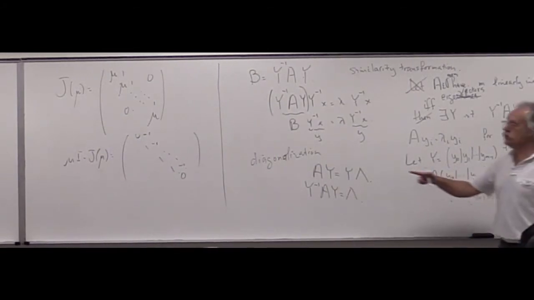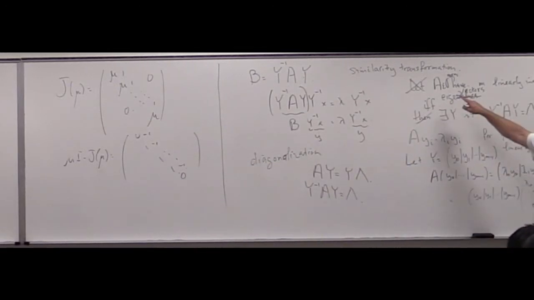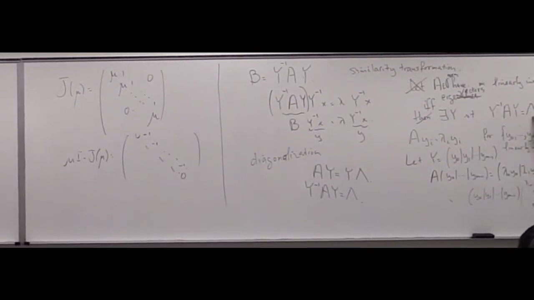And this is where the Jordan block comes in, because what you can show is that for every matrix, you construct a Y such that you don't end up with a diagonal matrix, but you get a matrix that's almost diagonal, except that on the diagonal you have Jordan blocks associated with the different eigenvalues.